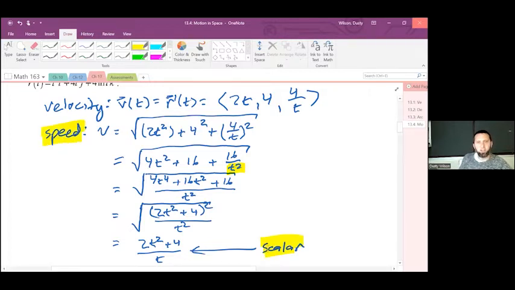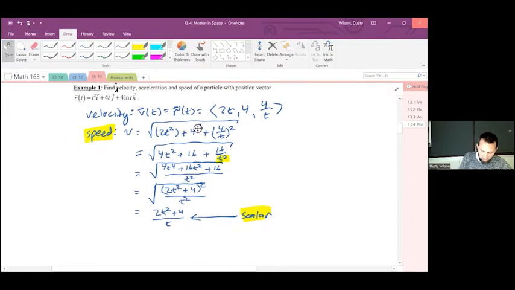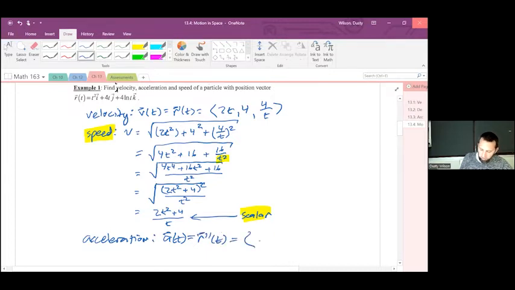And finally, the question asks us to find the acceleration. So we can do this kind of continuing on, and we get that the acceleration is a of t, which is r double prime of t, or just the vector valued function 2 comma 0 comma negative 4 over t squared. So there is our velocity, acceleration, and speed of the particle with the given position function.